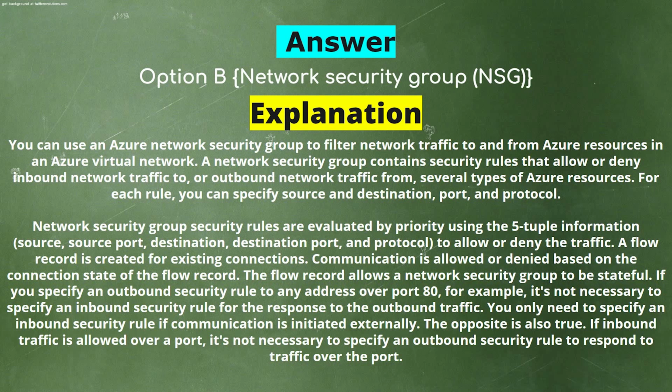A flow record is created for existing connections. Communication is allowed or denied based on the connection state of the flow record. The flow record allows a network security group to be stateful. If you specify an outbound security rule to any address over port 80, for example, it's not necessary to specify an inbound security rule for the response to the outbound traffic. You only need to specify an inbound security rule if communication is initiated externally.